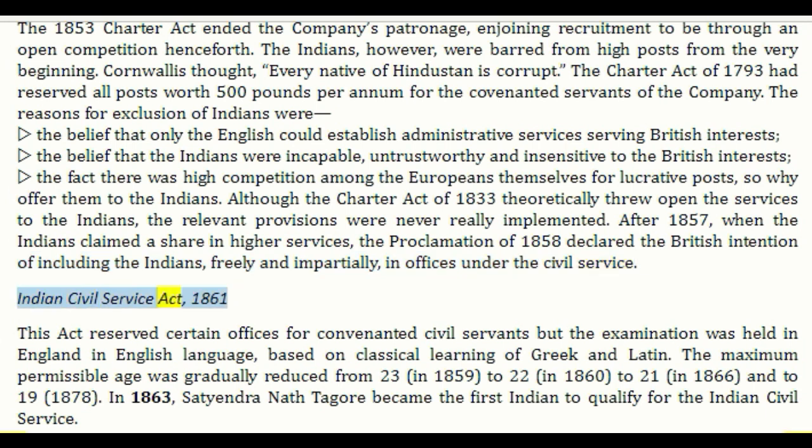Indian Civil Service Act, 1861. This act reserved certain offices for covenanted civil servants, but the examination was held in England in English language, based on classical learning of Greek and Latin. The maximum permissible age was gradually reduced from 23 in 1859 to 22 in 1860 to 21 in 1866 and to 19 in 1878. In 1863, Satyendra Nath Tagore became the first Indian to qualify for the Indian Civil Service.